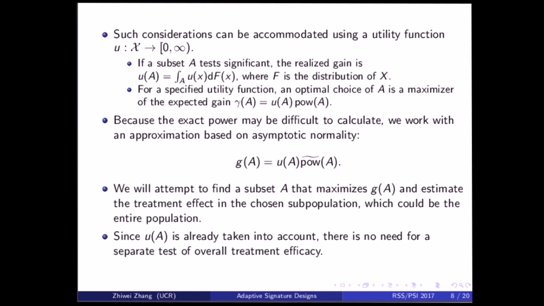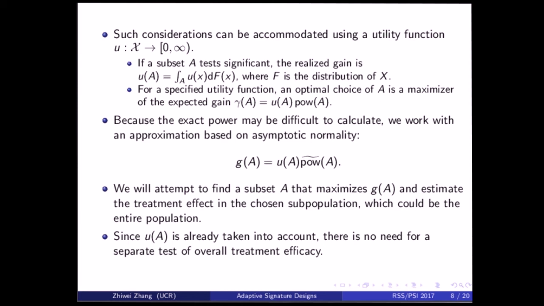So on the next slide, number 8, such considerations can be accommodated using a utility function U. So for each value of X, U of X represents the clinical value of demonstrating treatment efficacy for patients with the given value of X. With a slight abuse of notation, we write U of A for the integral of U over A with respect to the distribution of X. This is the realized gain associated with a significant test result for a subset A.